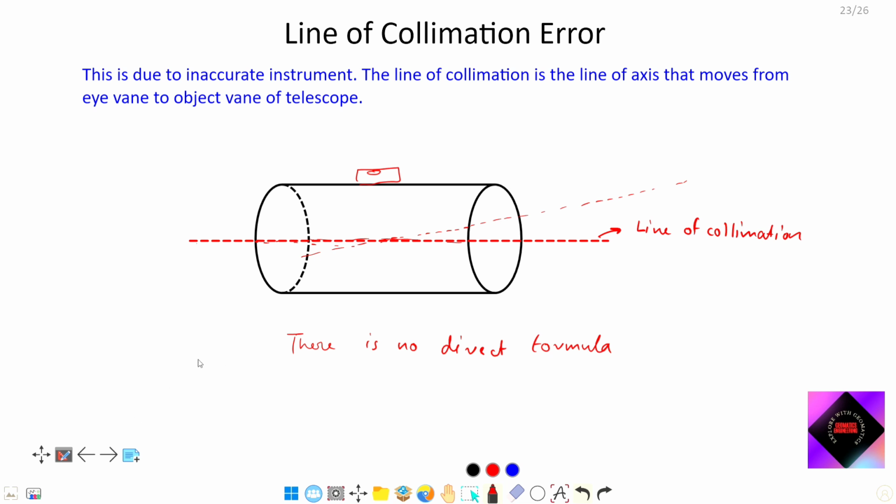Just for now, understand that line of collimation error is because of instrument error and the axis of the instrument being tilted about some angle. And if someone asks what is line of collimation, then line of collimation is the line of sight inside the telescope of the dumpy level instrument used.